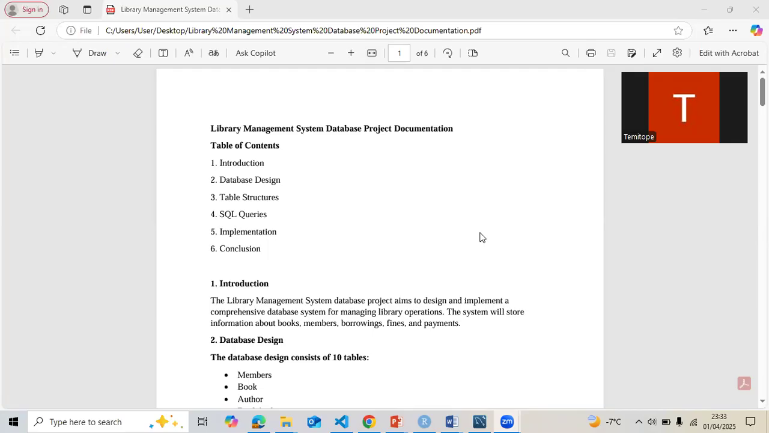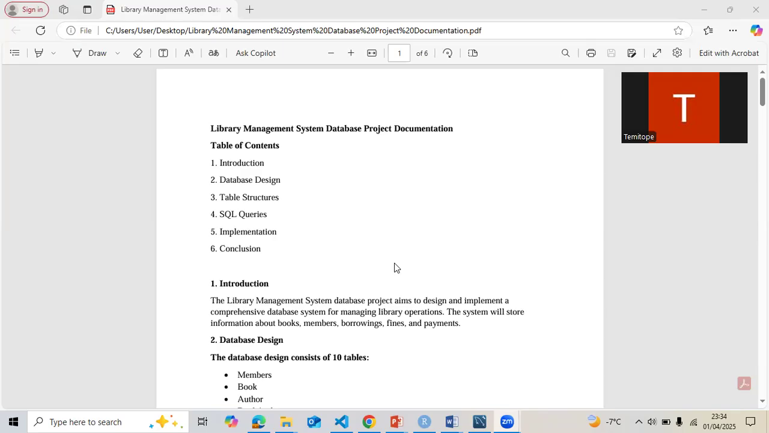My name is Temitope Ibrahim, and I'm here to present my library management system database project, which is our Quiz 4. We are giving a project on library management system database. I have my documentation on the project, which I'm about to present. This is the Word document we are asked to prepare. I will start by doing the introduction.